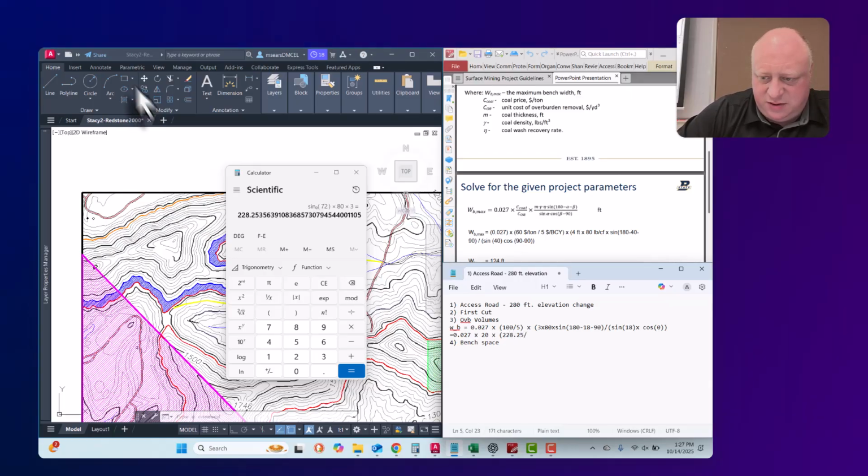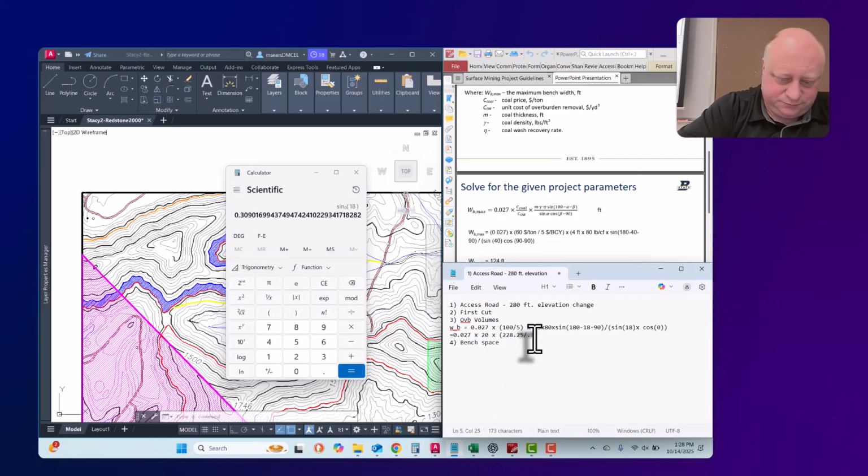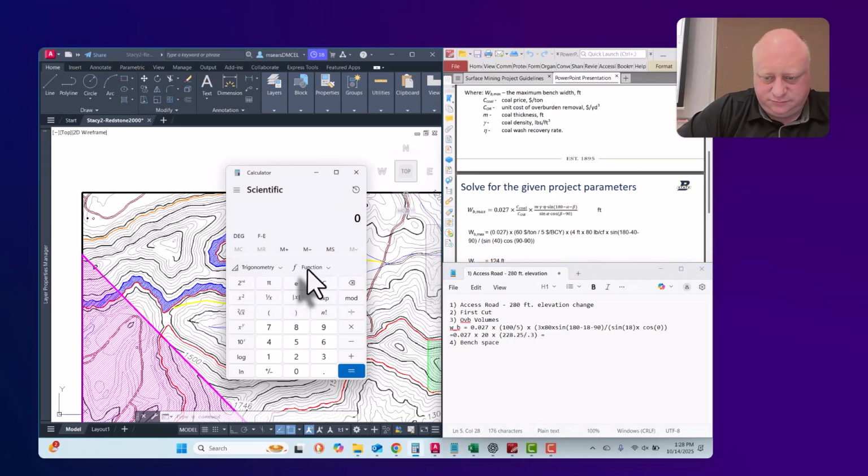And then we're going to divide that by, and make sure to write the sine of 18. That's 0.3. So let's try that again. 228.25 divided by 0.3. Oops. Okay, fine.